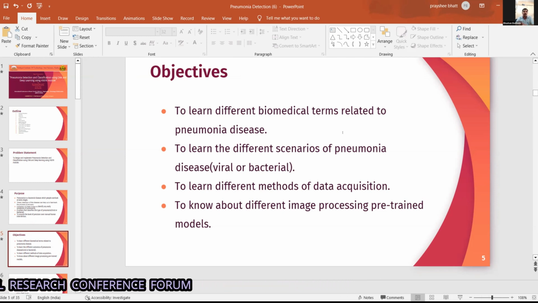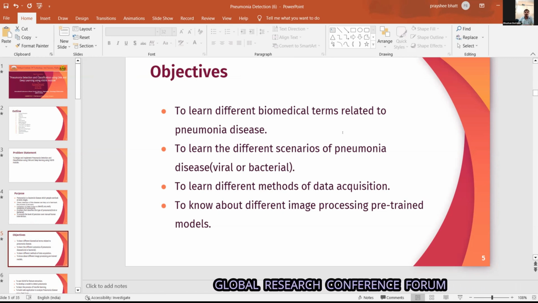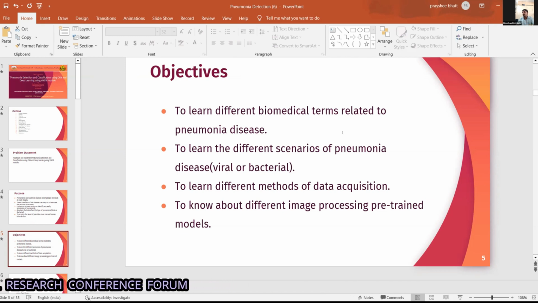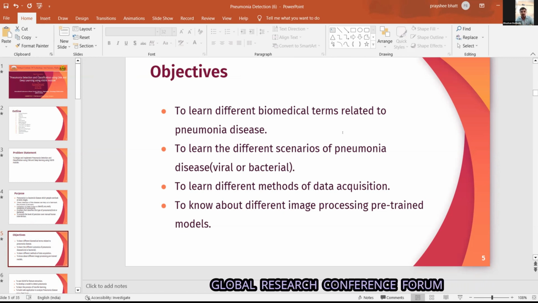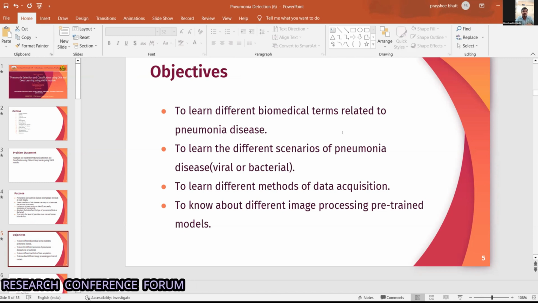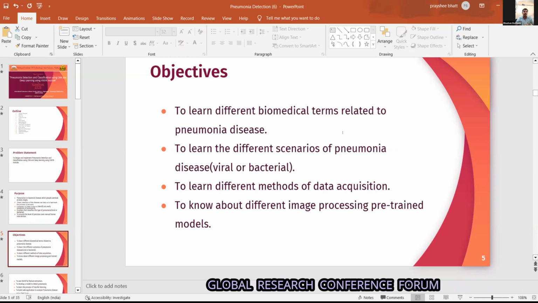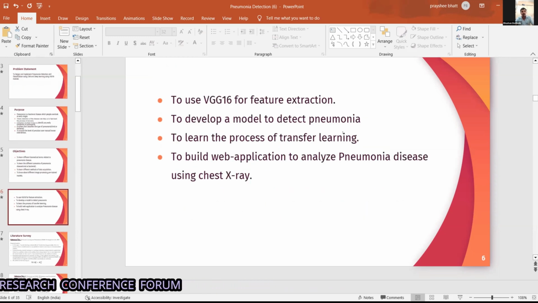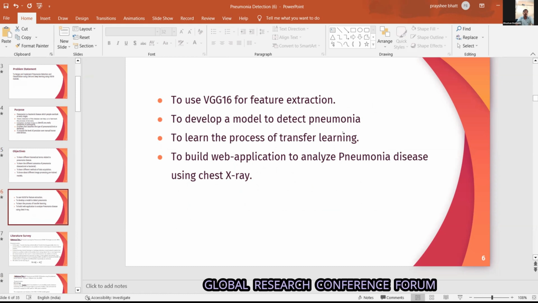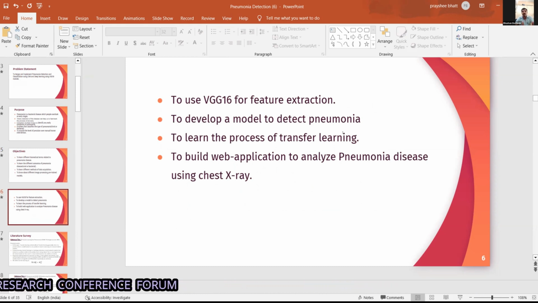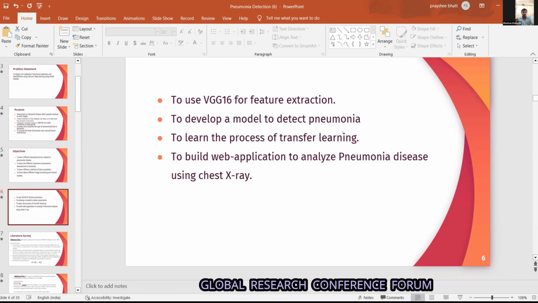Next objective: to learn different methods for data acquisition. When you collect and analyze the data, there are various algorithms, like CNN and some deep learning algorithms. In this way we can handle data acquisition. And last, to know about the different image processing pre-trained models. When we reach the final conclusion that this is pneumonia, we have to find the various images. On the basis of those images, we can analyze our algorithm and we will get some trained data.